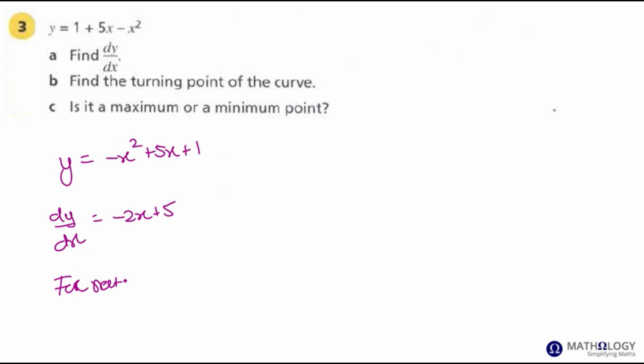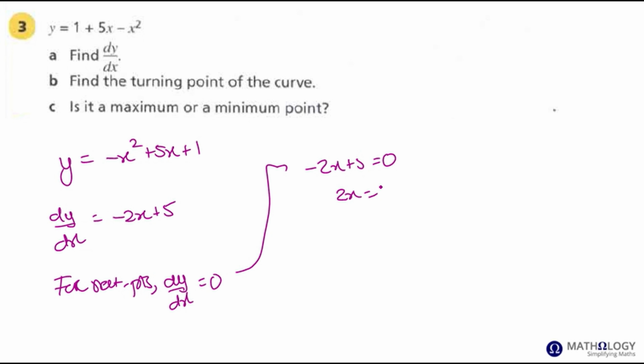So for stationary points, turning points, dy dx equals 0. So minus 2x plus 5 equals 0. 2x equals 5. x is therefore 5 over 2. 5 over 2 is the x coordinate of the turning point or stationary point of the quadratic function of the curve. So again, interchangeable, y equals f of x.